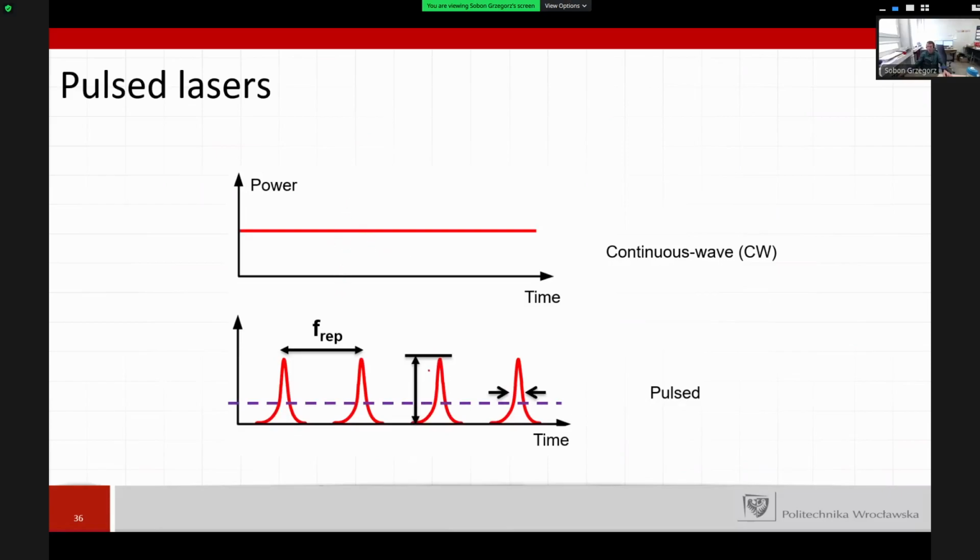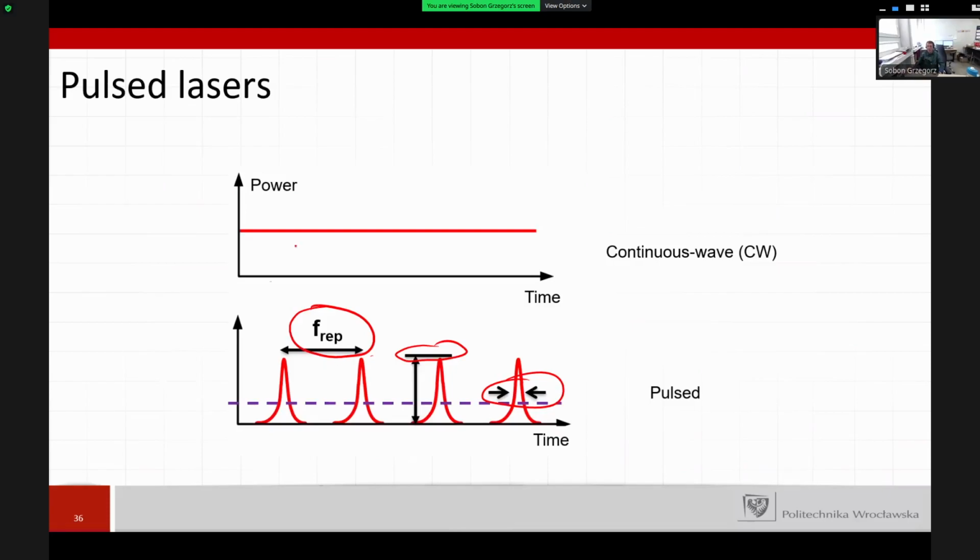So to summarize the features of the pulsed laser, as I said, we define the pulse repetition rate. This is the spacing between the pulses. We define the pulse peak power and the pulse duration. And we already mentioned mode locking, which is one of the ways of making the pulse laser. However, there are other mechanisms to make the laser pulsed.